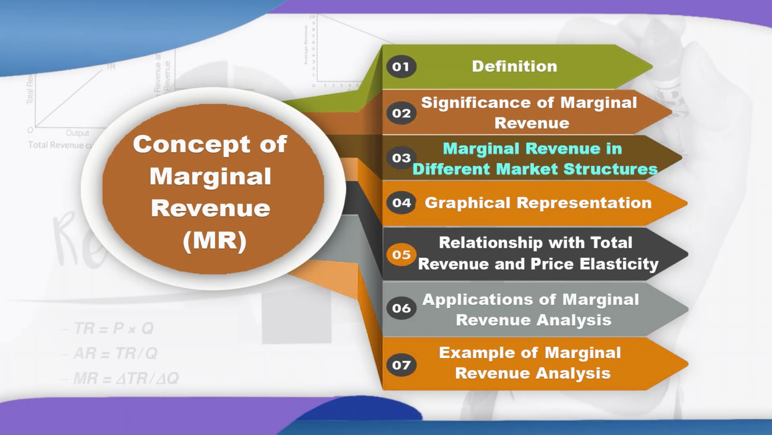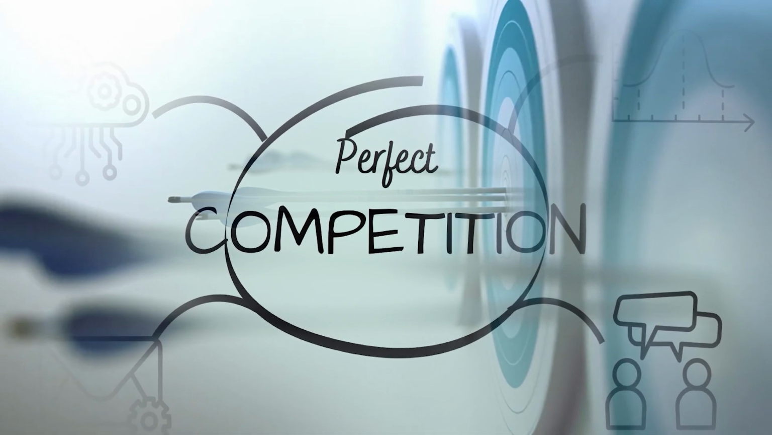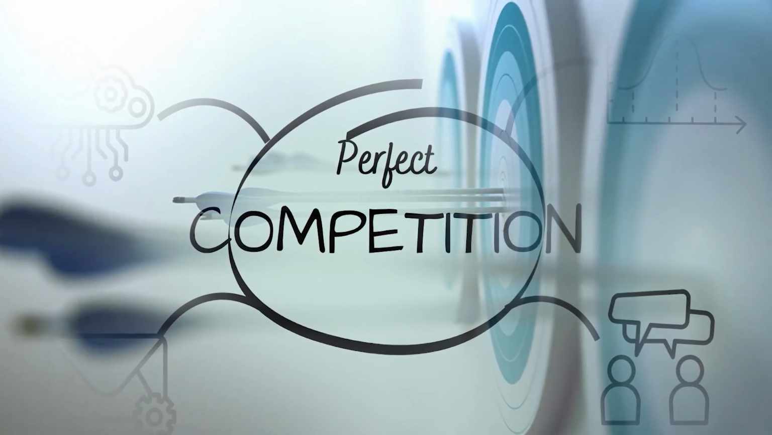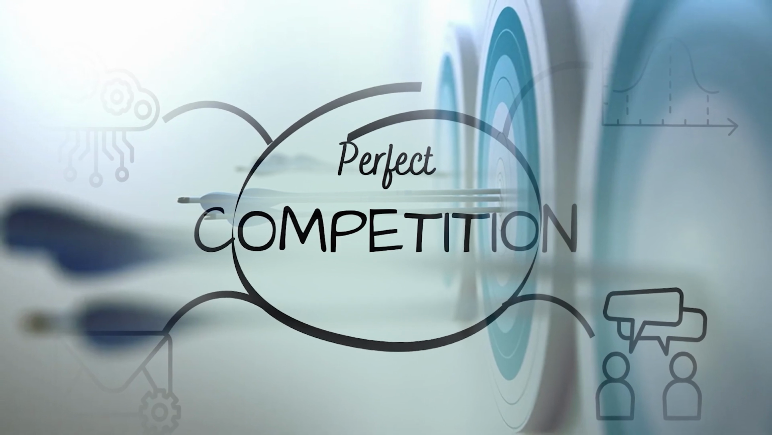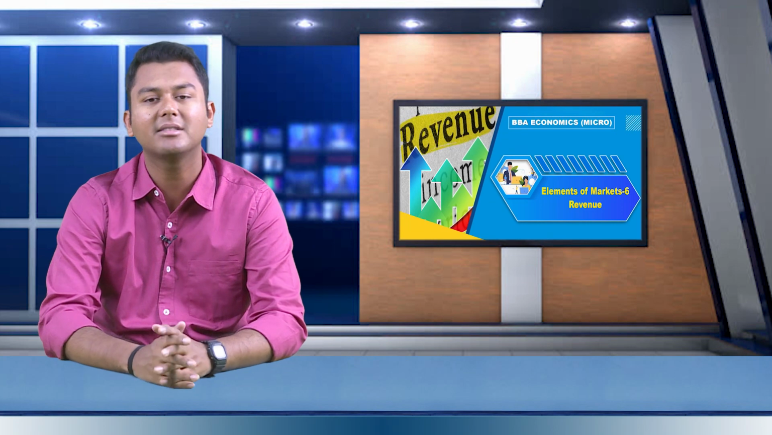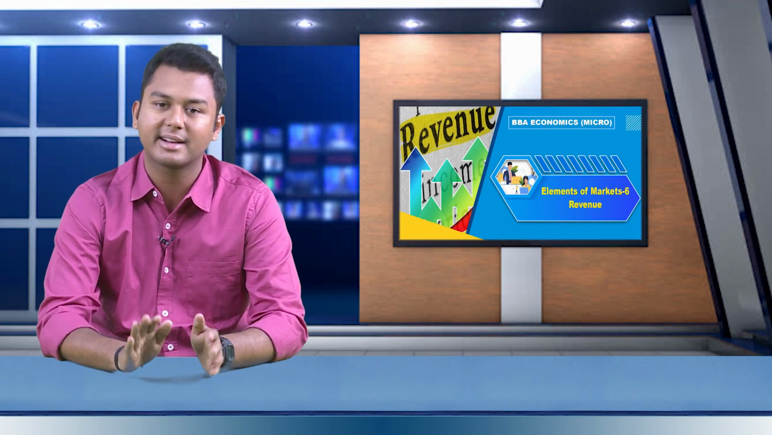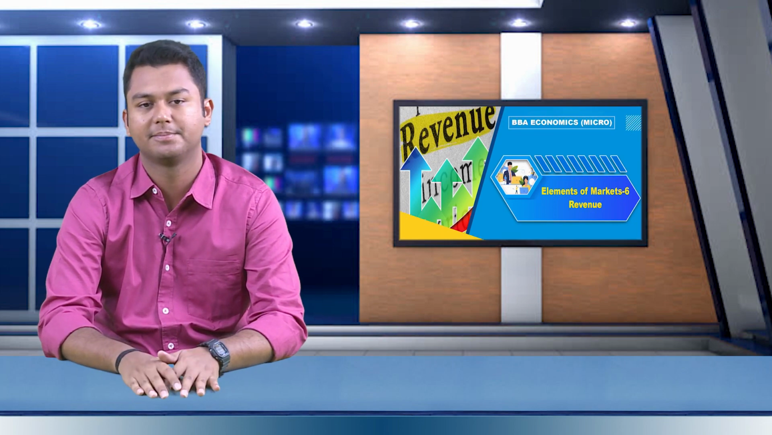Now let us look at marginal revenue in different market structures. In a perfectly competitive market, marginal revenue equals the price of the product because firms are price takers, they do not dictate the price. The demand curve is perfectly elastic, meaning the price remains constant regardless of the quantity sold.